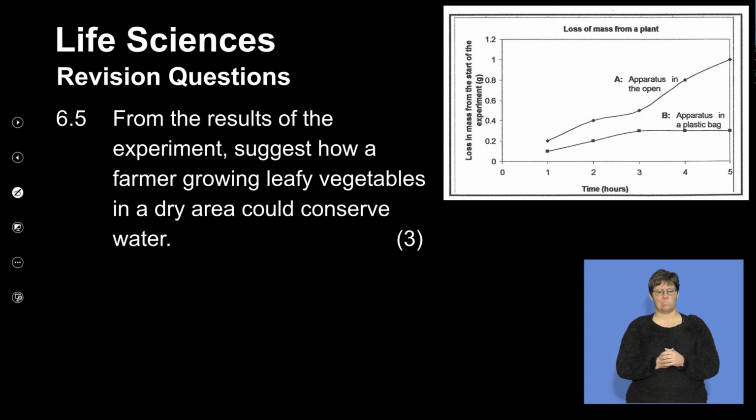Then the last question, how would a farmer grow leafy vegetables and conserve water? And that would obviously be, he would put his plants in a greenhouse because that would keep the water that's being transpired in the greenhouse, it would increase the humidity, so they lose less water.